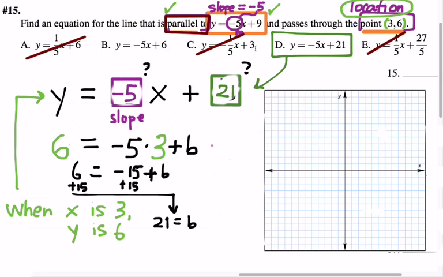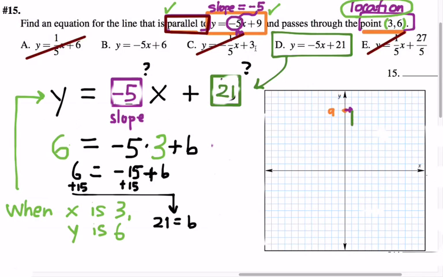So let's put a picture to this problem. We were originally given in the question a line, y equals negative 5x plus 9. Now you were telling me negative 5 is the slope, but 9 is the y-intercept of that line. So here's 9 on the y-axis. Negative 5 is the slope, which means we can find another point by going to the right one and then down by 5.